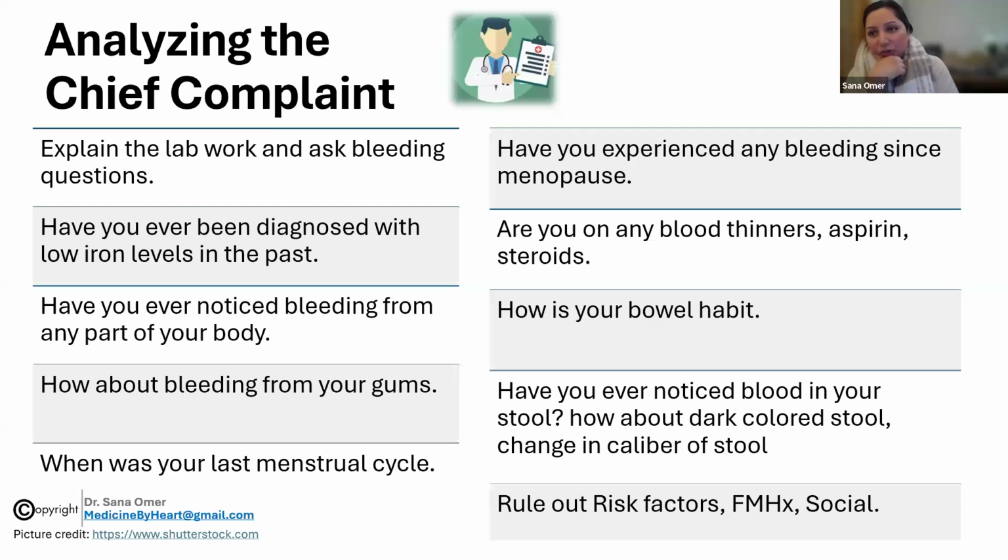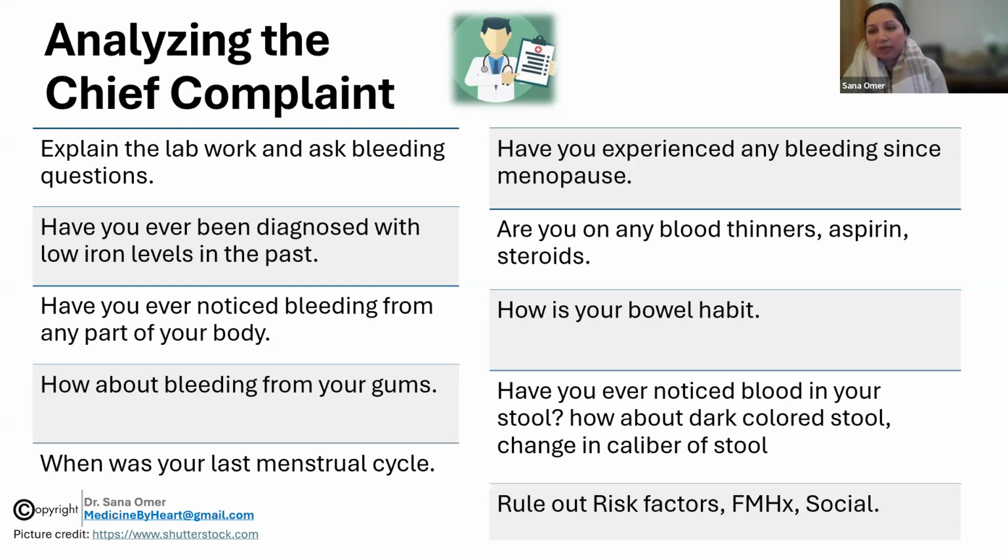So you will analyze her chief complaint. I have given a rough view of everything. Things are a bit more in detail when we're talking to the patient, but just to give you an idea of what are the things that we definitely need to rule out, you will explain the lab work, okay, and ask your bleeding questions. Now, what are bleeding questions? In every system of NAC OSCE, there are some clusters of symptoms and some questions that we need to ask in that particular system. Then we can rule out that system, okay?